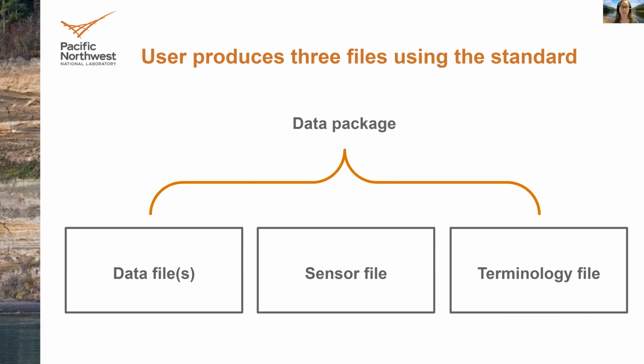Broadly, the data file has the data from the sensor. The sensor file has metadata about the sensor and the location that it was deployed, things like make, model, and the lat long. And then the terminology file is where all of the fields are defined. All of the column headers are defined there. Any missing value terms that are used, data flags, all of that is defined in the terminology file, which gives a lot of flexibility to the standard.